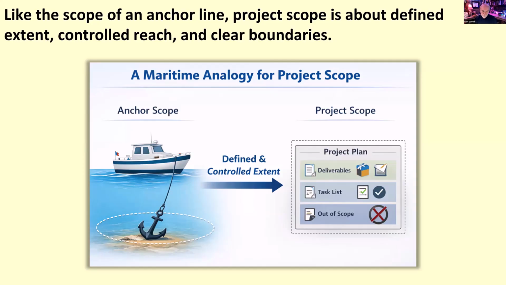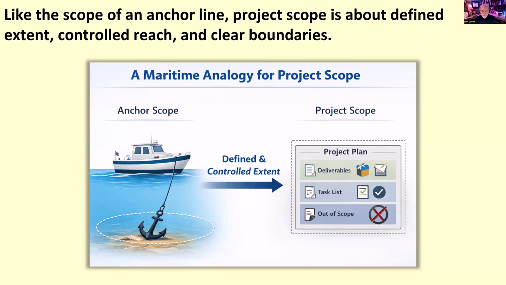So if you think about a boat or a ship that's at anchor, the wind can kind of blow it around. And so scope is all of that area that the boat can cover while it's anchored. And so the anchor and the chain provide that scope of the boundaries of where the ship can move.